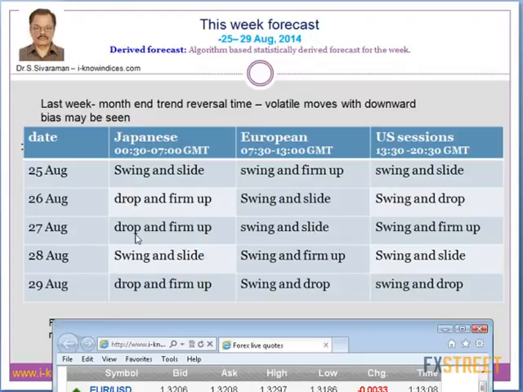Then on Wednesday, a drop and firm up move is expected during the Japanese session. Then swing and firm up moves are expected during the US session. Then Thursday and Friday, you'll find that they will make the swing and slide during the Japanese and the US session and firm up during the European session. Then you will come across the visible drop for the month end, then drop and firm up, then swing and drop moves on Friday. That is how they are going to close it. At that time, the distressed long liquidation could happen for the month end.